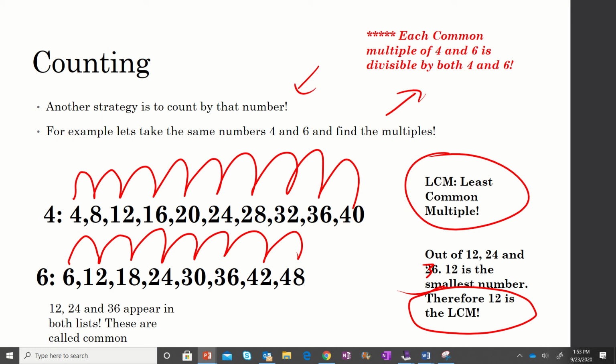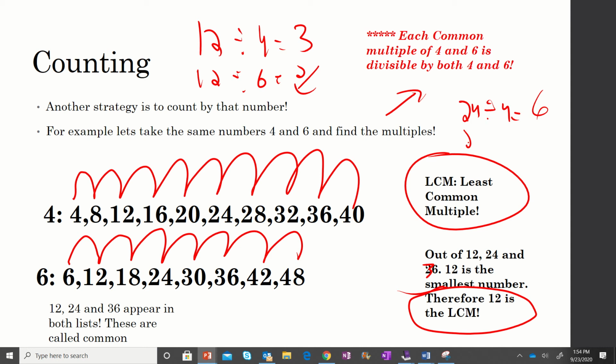If I took the number 12 and divided it by 4, I can see it's 3. If I take 12 and divide by 6, I can see that's 2, and it goes in equally. So if your multiples are common, they should divide by each of those numbers as well. That is a little hint. Looking at 24, I'm going to write it over here. 24 divided by 4, we know is 6.